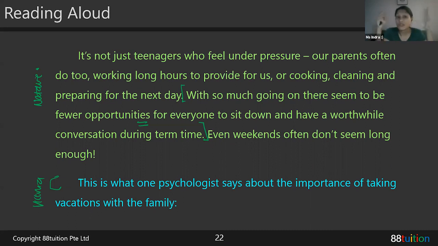Secondly, when we have a long sentence, it's very hard to keep our focus, right? So what we can do is put in the pauses. For example, with so much going on, there seem to be fewer opportunities for everyone to sit down and have a worthwhile conversation during term time.